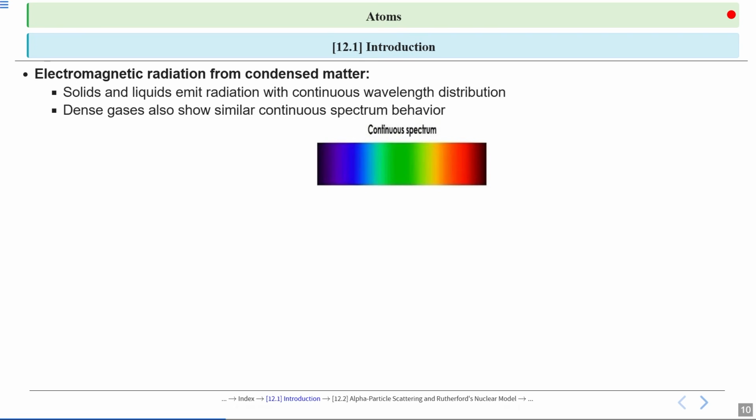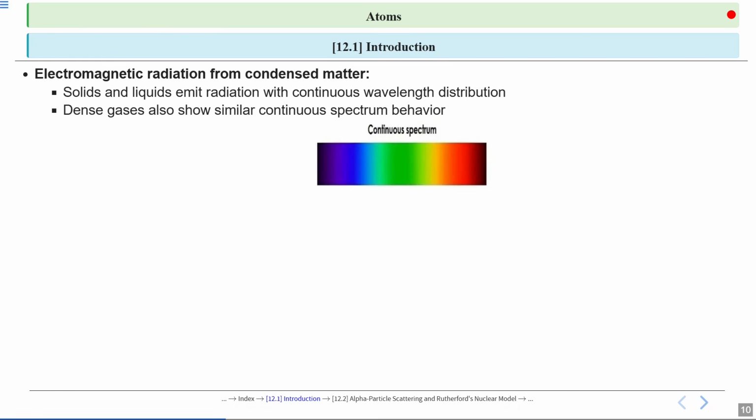So dense gases can also show similar continuous spectra. When gases are at high pressure, their atoms are close enough to interact, so their emission resembles that of solids and liquids, in which the molecules or atoms are closely packed.